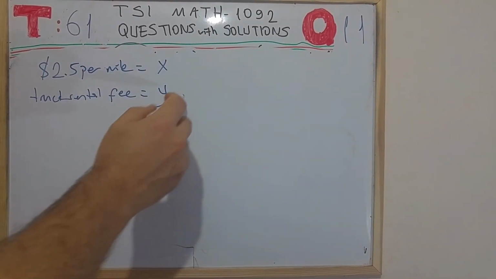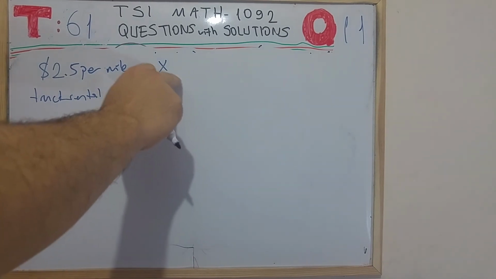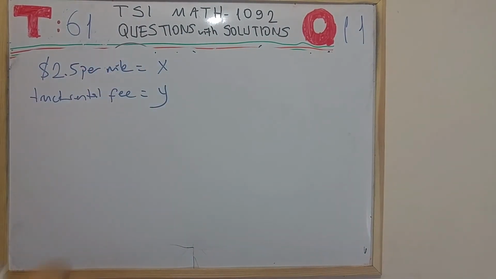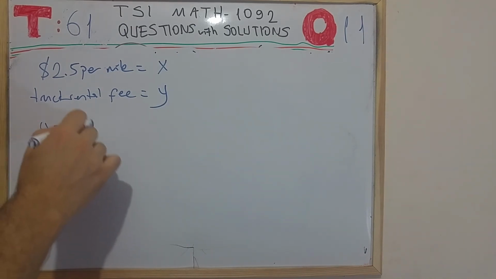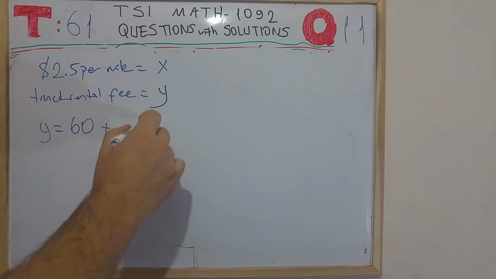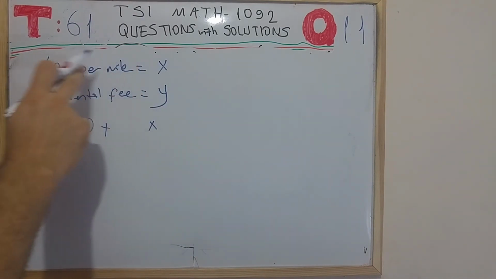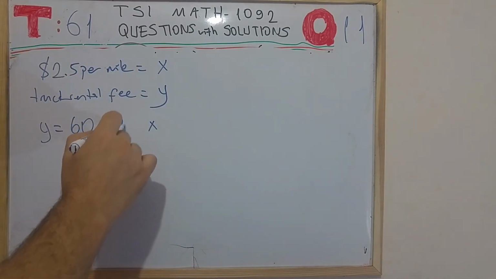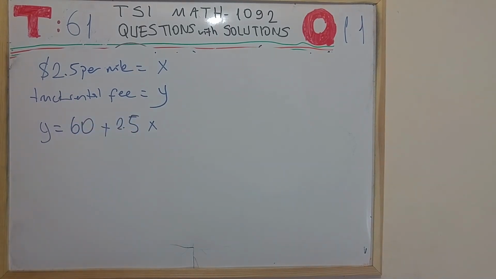Rental fee is the dependent variable, and the distance covered is the independent variable here. So y is equal to $60, which is the constant fee, plus it depends on the distance covered, and they charge $2.5 per hour. So this is my function.